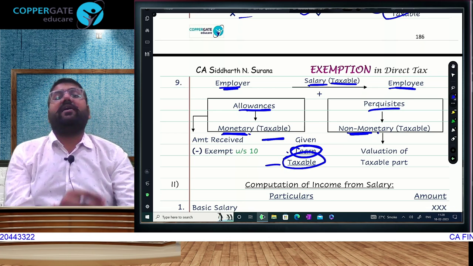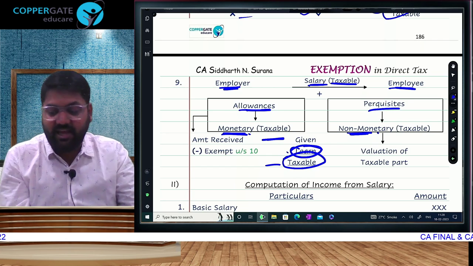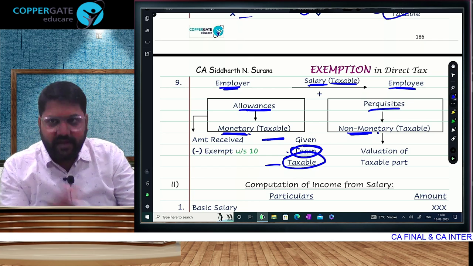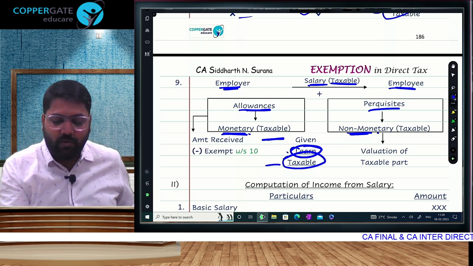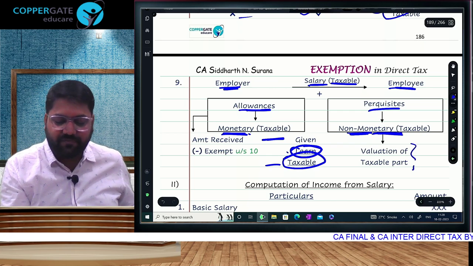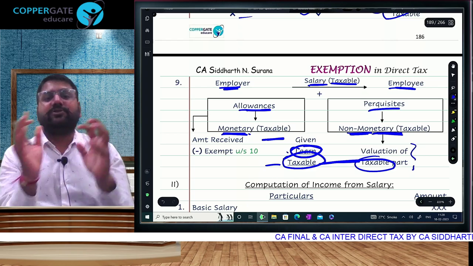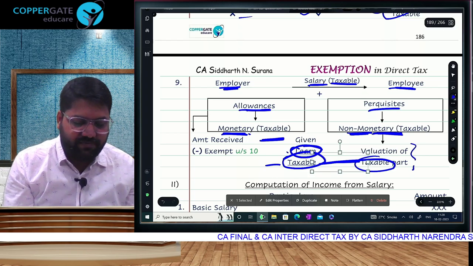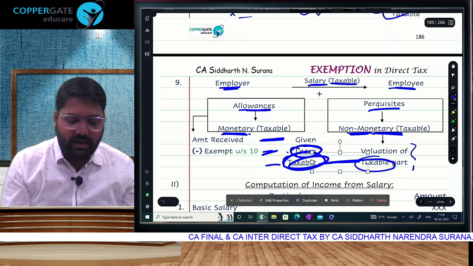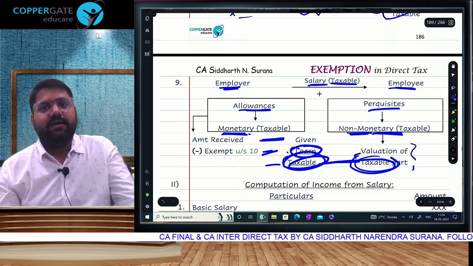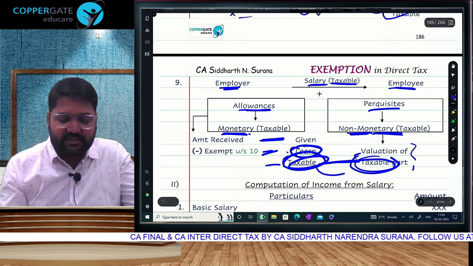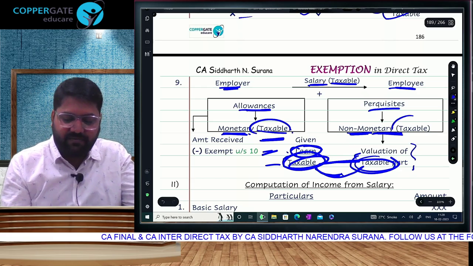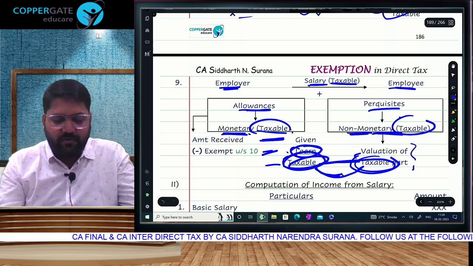And when the boss provides you a non-monetary benefit, take this key, go stay in that house. Take this key, drive that car, that is non-monetary benefit. So we will find out how much of that portion is taxable and add the taxable part in the salary. The idea is to compute your net taxable salary. So in the monetary part, from the received amount, we subtract the exempt amount and get the taxable amount. And in the non-monetary part, we directly compute the taxable part, and both these taxable components will be added in your taxable income from salary.